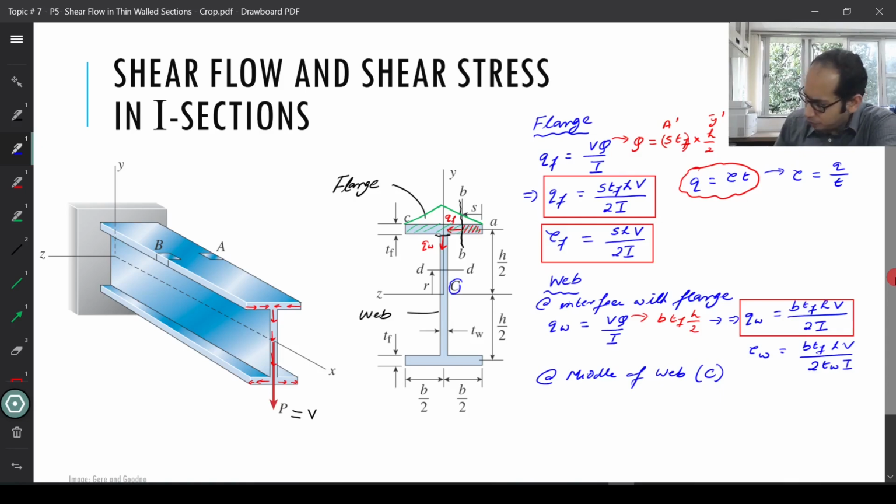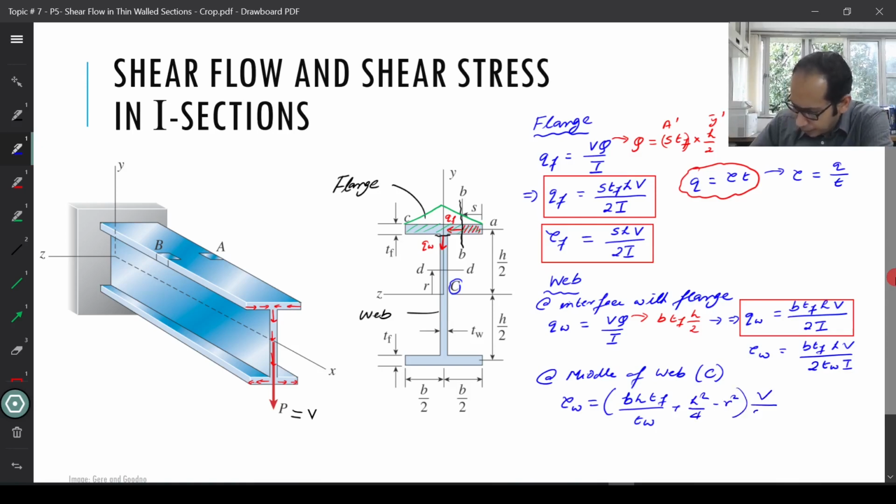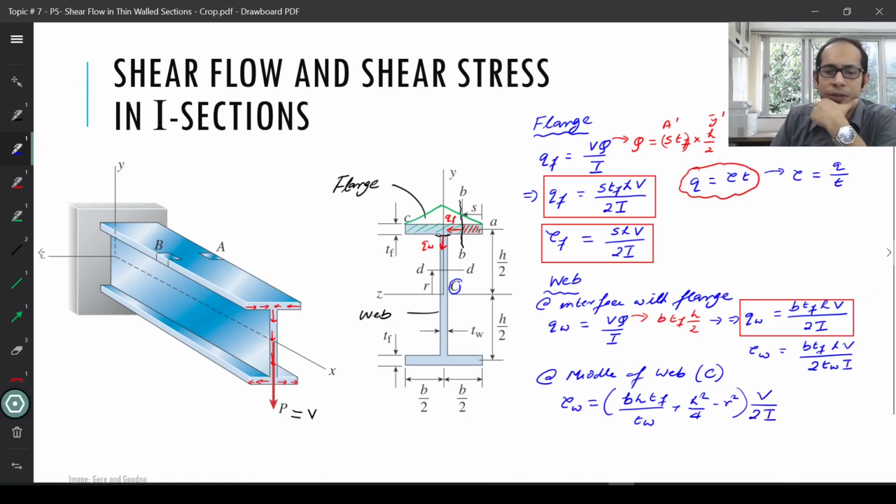If you calculate it over there, your tau at the web comes out as, this is a slightly elaborate formula, so I'm not going to go into the details, BHTF divided by TW, and you will see it boils down to the earlier formula we derived. I'll show you in a minute. Plus H square by 4 minus R square times V divided by 2I. So this is the generic formula, and you see that it depends on this R over here.